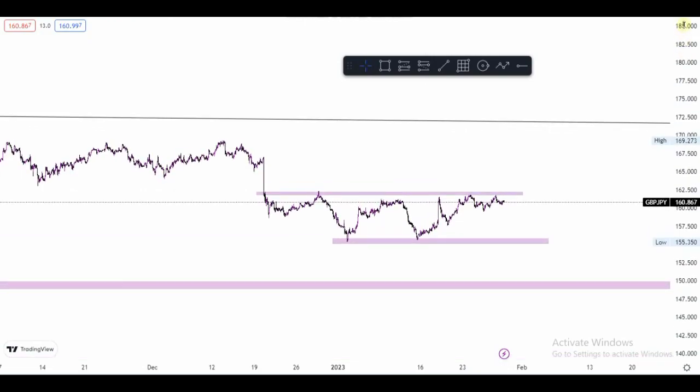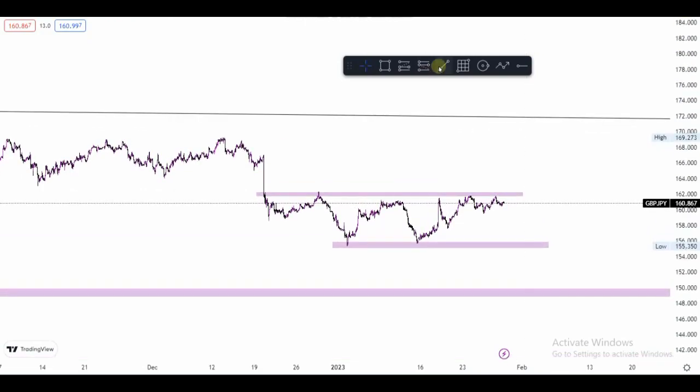Yeah, so on the weekly time frame, I see that we have a nice uptrending structure right here. Let me just adjust it. I see a nice uptrending structure. So here we have our first touch, our second touch, and our third touch right here.